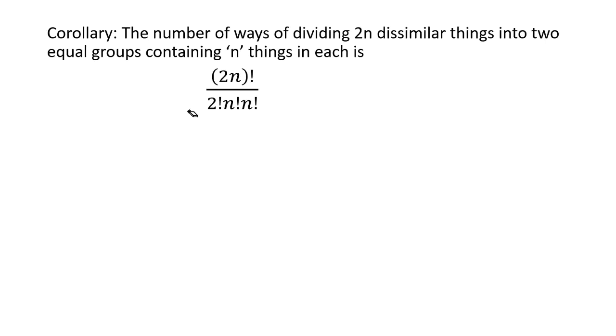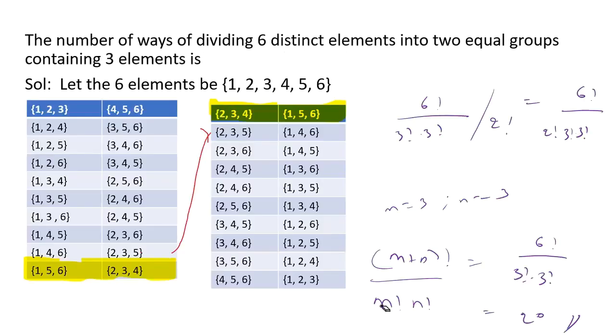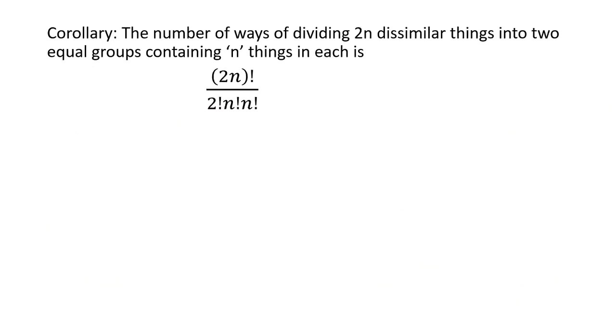So these are the total number of ways of dividing 2n distinct objects into 2 groups containing n elements each. So here we have this extra luggage of 2 factorial. If m and n are distinct integers, then the answer is going to be (m plus n) factorial upon m factorial times n factorial. But when m is equal to n, we'll have this extra term 2 factorial.